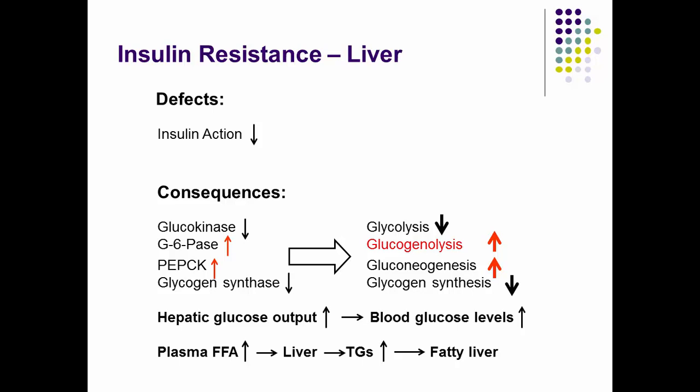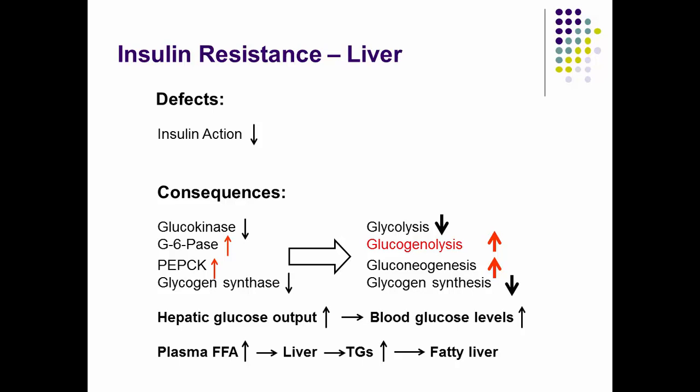So three tissues together make more glucose remain in the circulation, right? Muscle decreases uptake, adipose tissue decreases uptake, and liver increases output, right? To make more glucose and release it into the circulation.